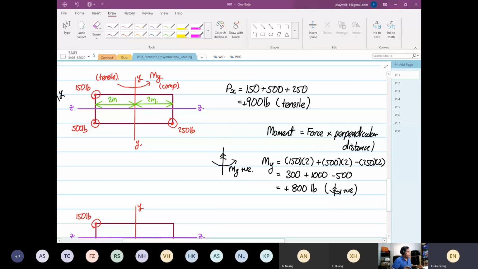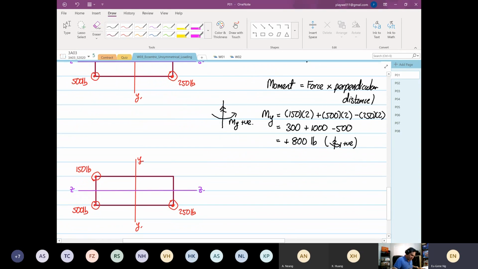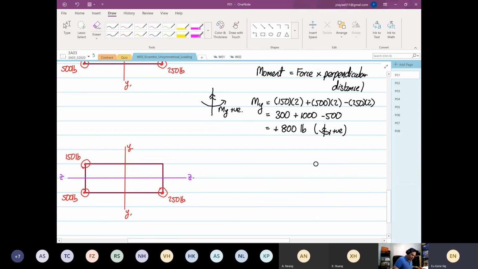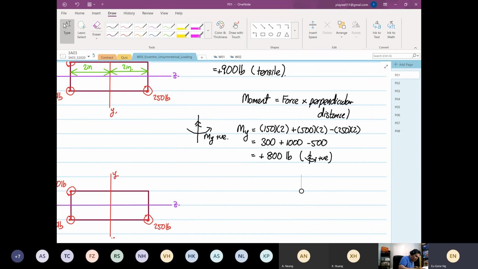So we have been doing this for the past 2 weeks already. And what is the beauty of this analysis is that regardless of how the structure is loaded, the head of the arrow is compression, the tail is tension. It is a generic solution. Okay, so the next thing that we are going to find is moment about y. Oh, sorry, moment about z. Before I go on, any questions so far?